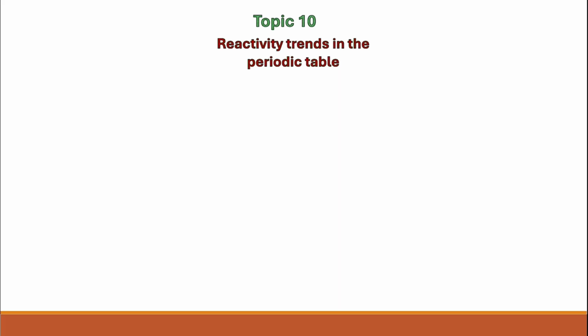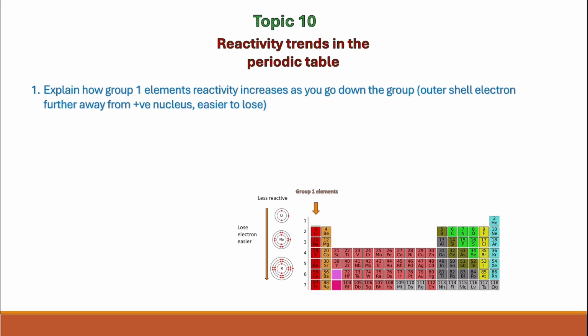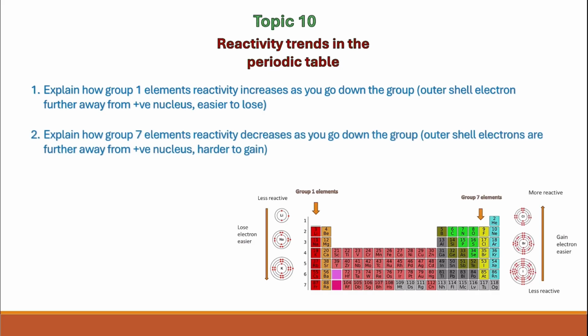Reactivity trends in the periodic table. This is almost a guaranteed question in your paper too. So here we are talking about group 1 elements and group 7 elements. They either ask you about group 1 or group 7, depending on the context of the question. So remember that for group 1, as you go down the group, the reactivity increases.